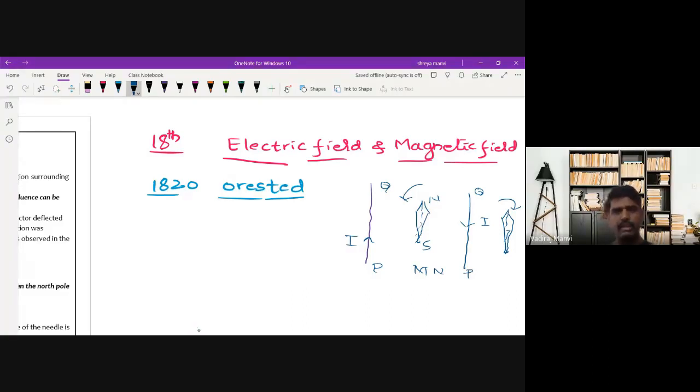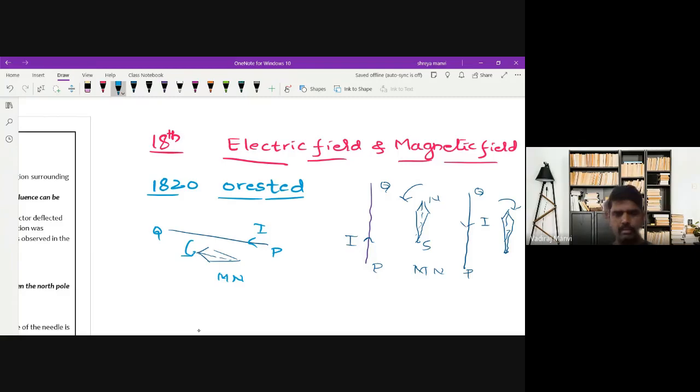He took a conductor like this. Below this conductor, he placed a magnetic needle. Before that, he didn't want any interference of magnetic field, so he removed all the magnetic material nearby. Then he took a conductor, say PQ, and below this conductor, he placed the magnetic needle. Then he allowed the current to flow from P to Q. He observed that as soon as he allowed the current to flow from P to Q, the magnetic needle got deflected towards one side.